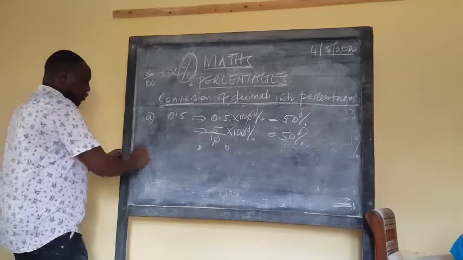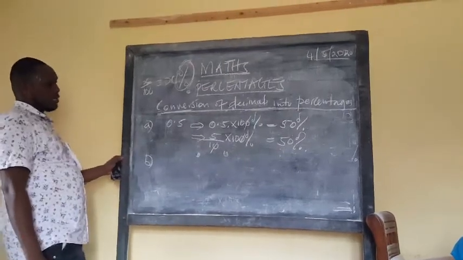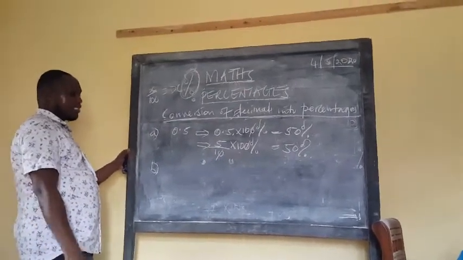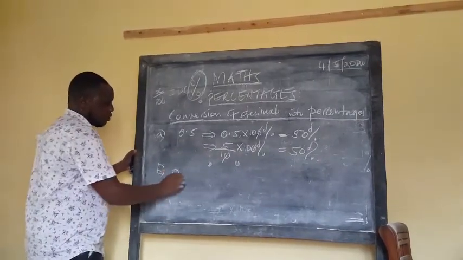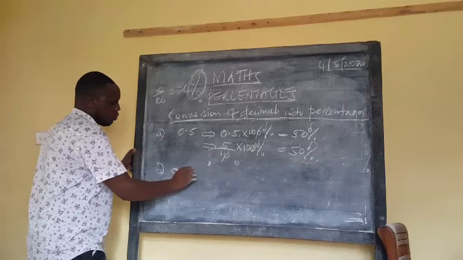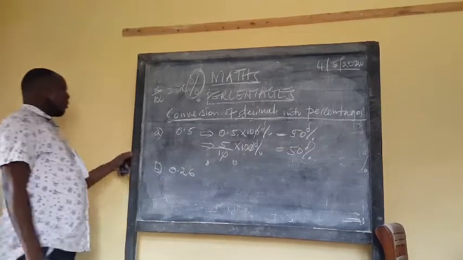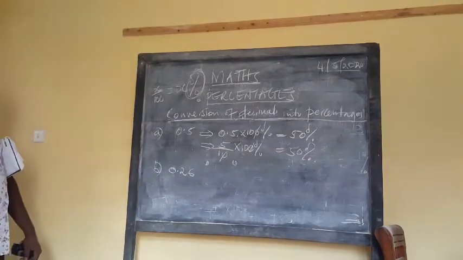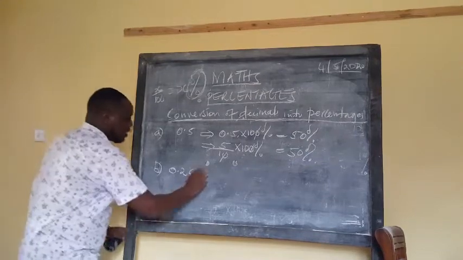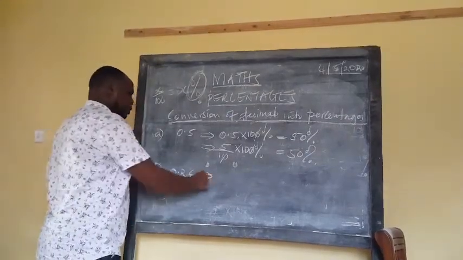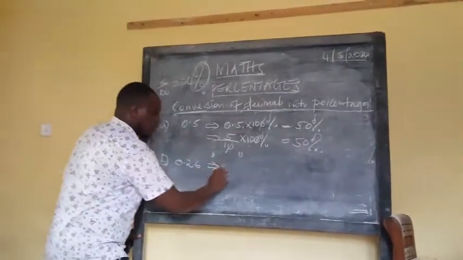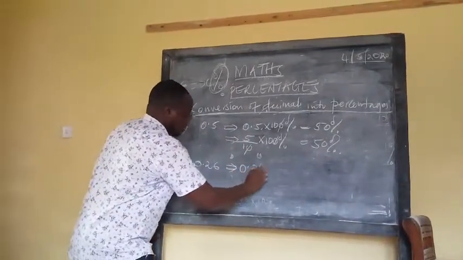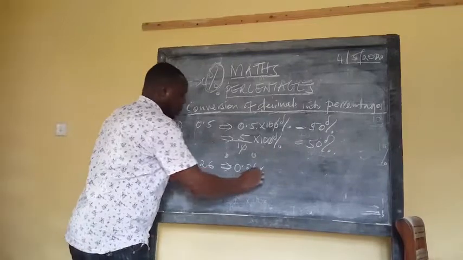Let me give you a final example. Let's say you have something like 0.26 as a percentage. This is going to be using the first method of multiplying the decimal with 100%. It's going to be 0.26, then multiply that with 100%.